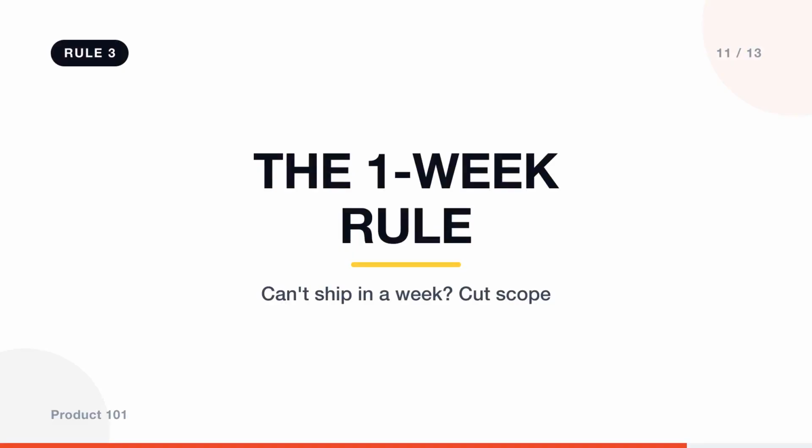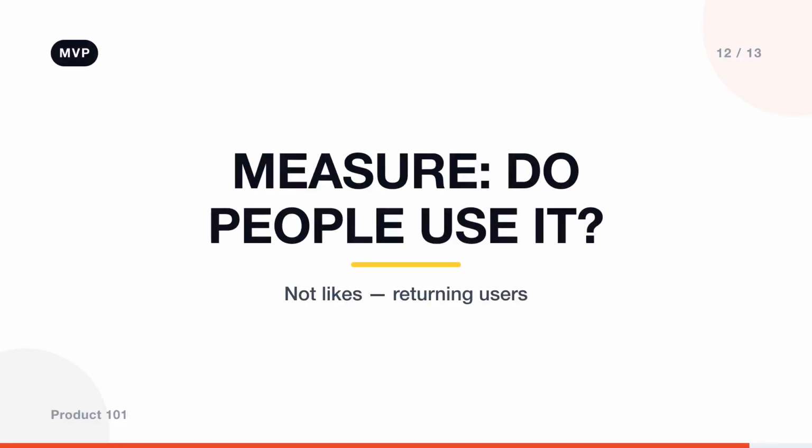If you can't ship your MVP in a week, your scope is still too big. Cut it down. Small and real always beats big and imaginary. And measure, but not likes, not applause. Do people come back and use it again? Would they tell a friend? That's the real signal. Looks cool is cheap.